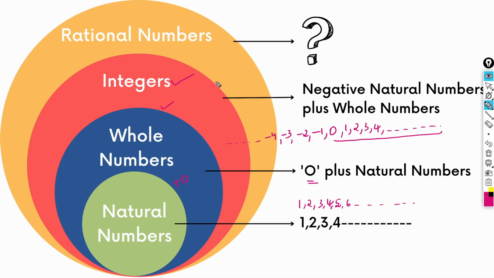Now from the figure it is clear that integers are part of rational numbers. That means all these numbers are rational numbers only. Apart from this, we have different numbers also. Those also come under rational numbers. Now we will see what are those numbers which come under rational numbers.